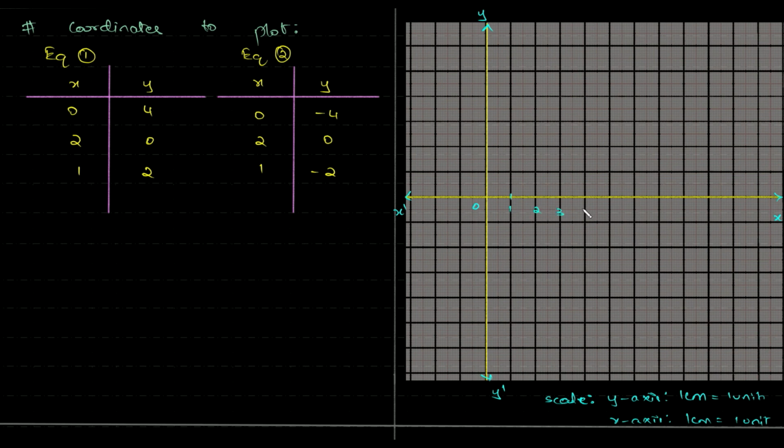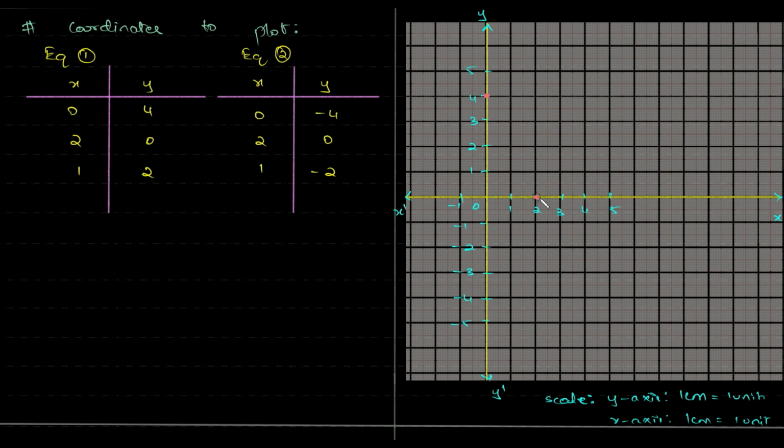1, 2, 3, 4, 5. This is minus 1. Minus 1, I'll do it on the left hand side. Minus 1, minus 2, minus 3, minus 4, minus 5. And here we have 1, 2, 3, 4, 5. Done. So we have 0 and 4. 0 and 4 is up.